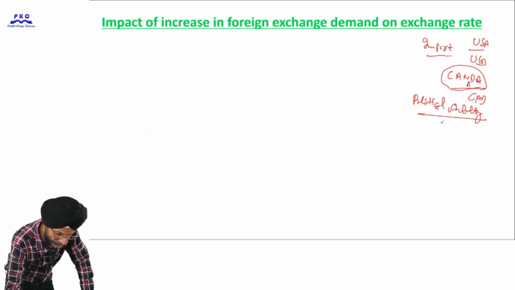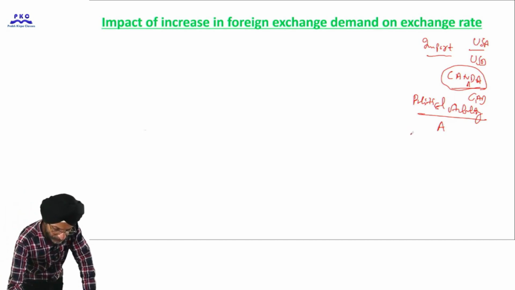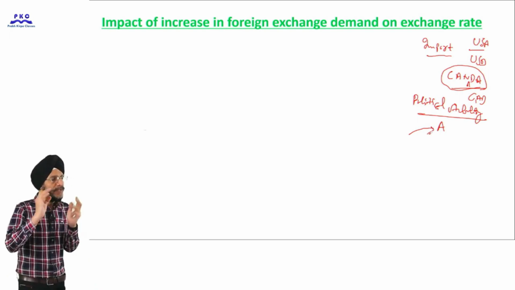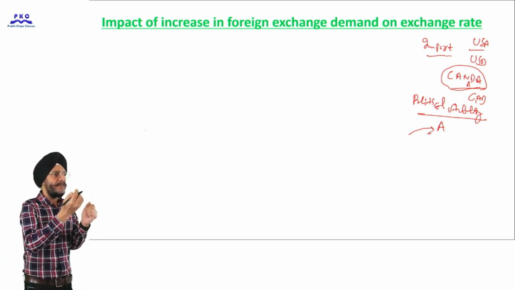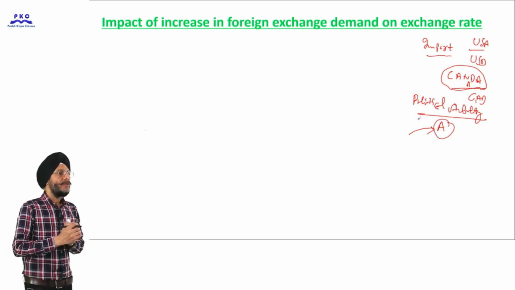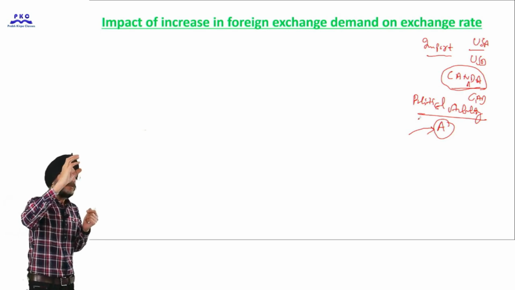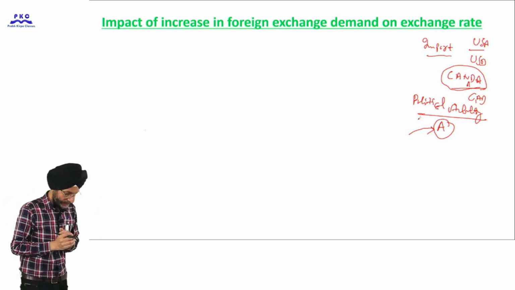If there is political stability in a particular country, say A, the people from the rest of the world will like to make investments in country A. To make investments, they will have to purchase the currency of that country. So the demand for the currency of the country where there is political stability will rise.